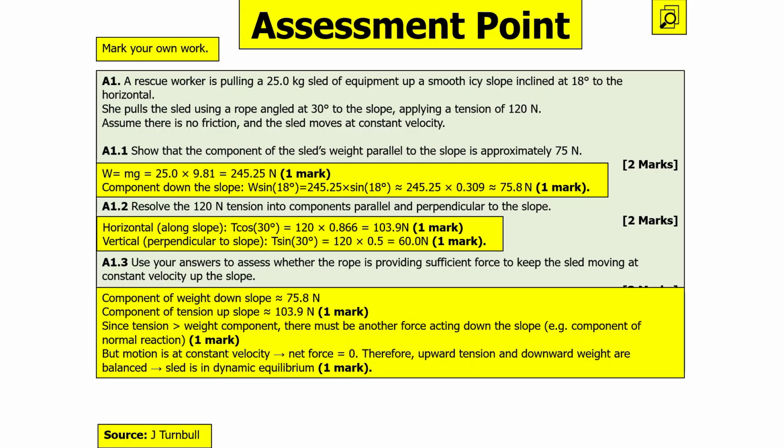This tells us that the tension force is greater than the component of weight. So if it's moving at a constant velocity, there must be overall no resultant force. Therefore, there must be another force acting down the slope. Now, the motion, as we said, is at constant velocity, so our net force is 0. So we know the upward tension and the downward weight are balanced, so our sled is in equilibrium.